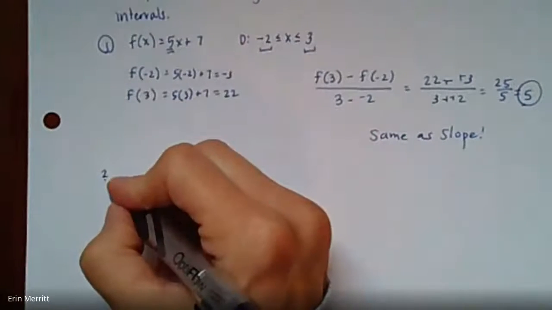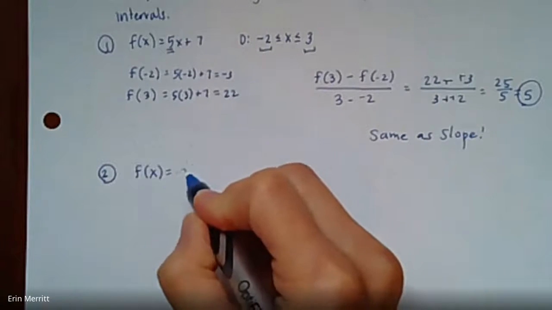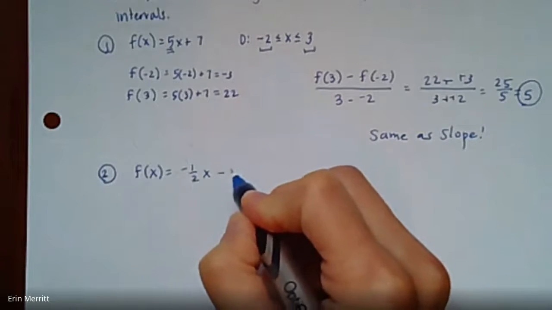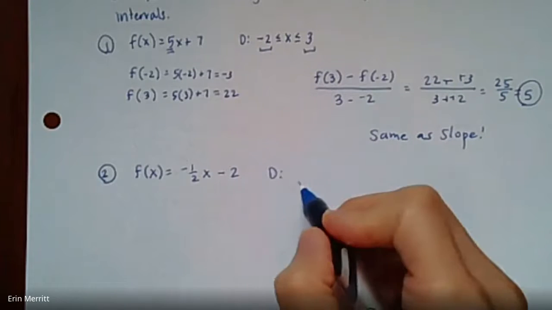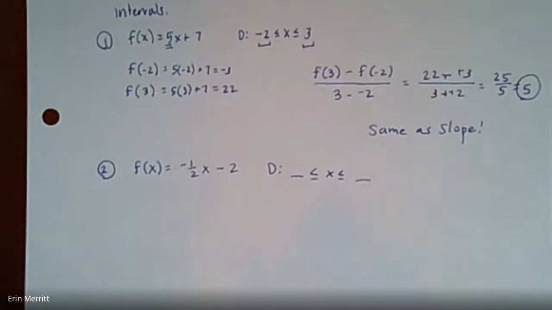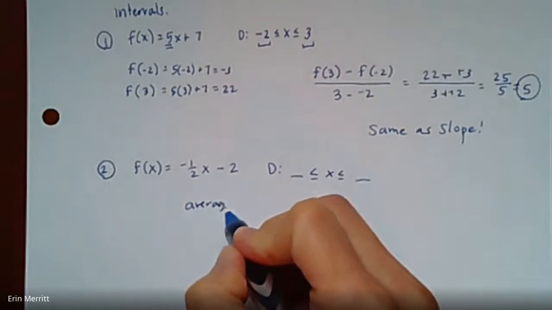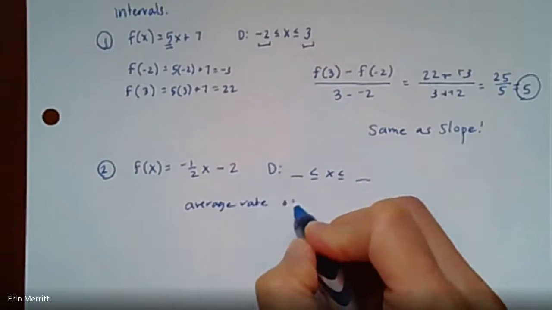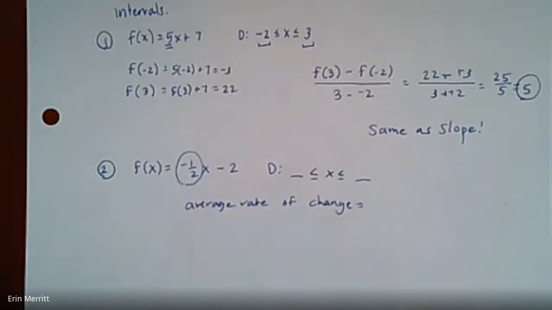So for the second example, if I said f of x equals -1/2 x minus 2, whatever domain I could possibly give you, from here to wherever, it wouldn't matter at all. Your answer would be that the average rate of change would always be equal to that slope right there. So it'd just be -1 over 2, right?